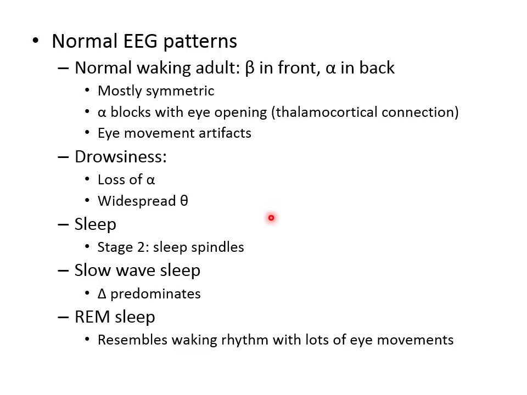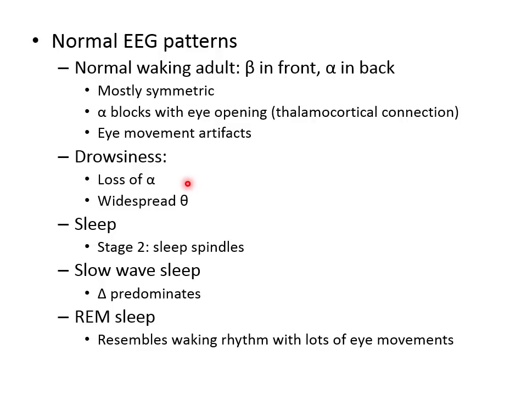The normal EEG patterns include, in a normal waking person, beta activity in the frontal lobes and alpha activity in the occipital lobes. It's mostly symmetrical, and alpha waves block with eye opening due to input from the eye to the thalamus to the cortex. And there are commonly eye movement artifacts during wakefulness.